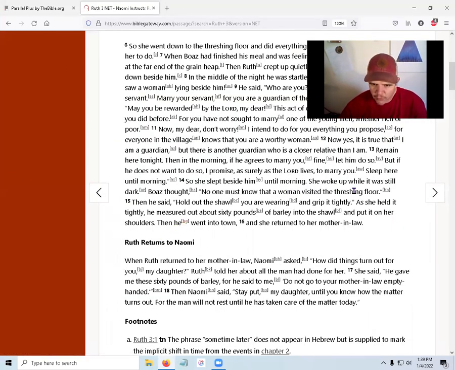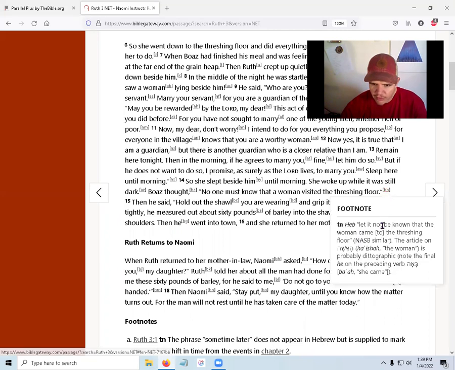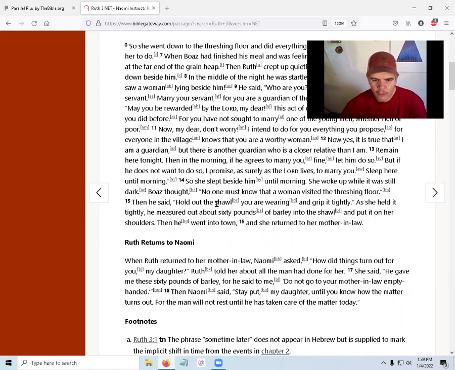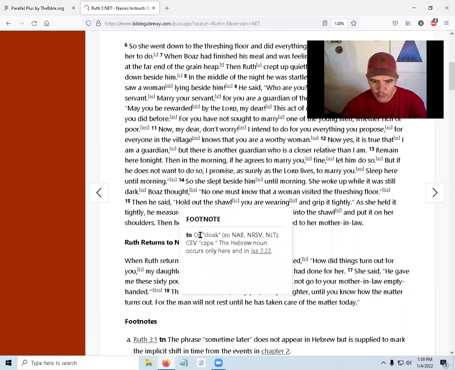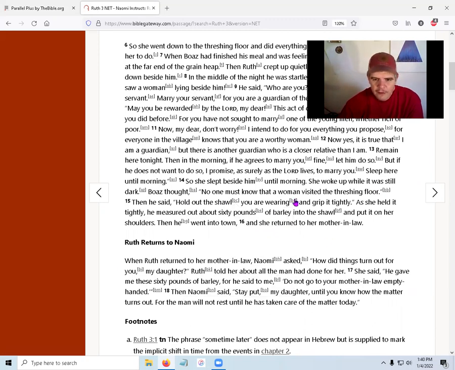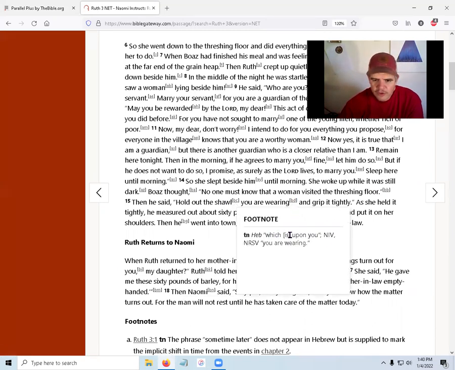No one must know that a woman visited the threshing floor. Look at all those notes. Let it not be known that the woman came to the threshing floor. The article, right? It's probably dittographic. Note the final here and the pursuit. What the heck? Okay. Hold out the shawl or a cloak. CEV says cape. The Hebrew noun occurs only here and in Isaiah. Only 2 places. So is it a cloak? Is it a shawl? Is it a cape?